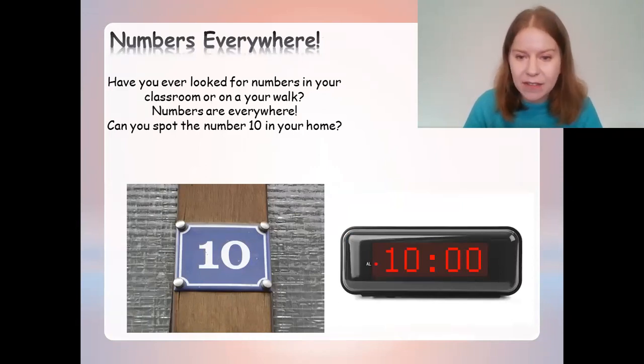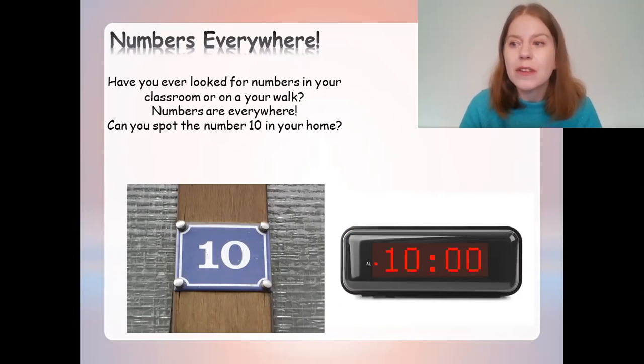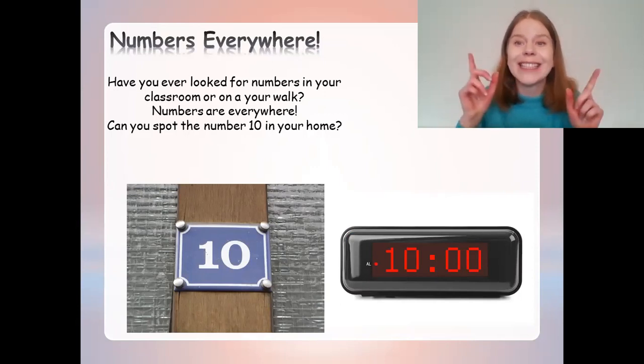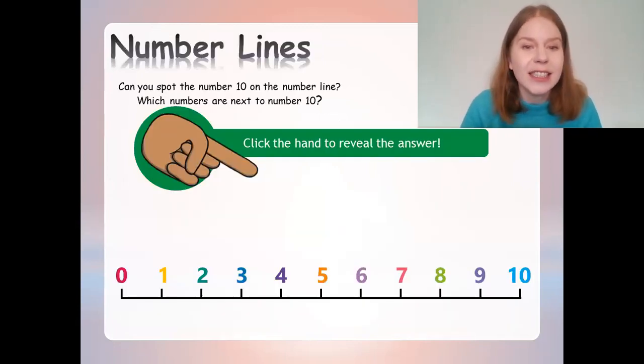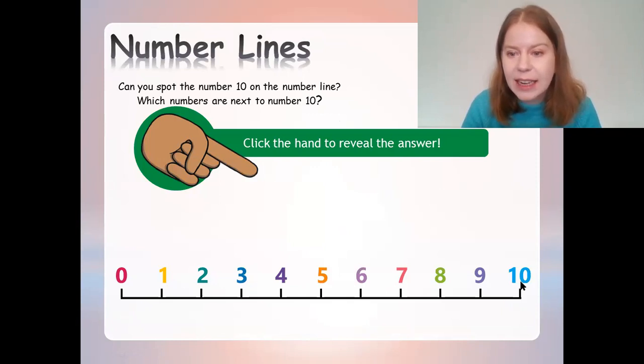I can see I have number 10 on the clock, but also you might be able to find how to make 10 on the remote control. You might find 1 and a 0. This is number 10 on a number line. I wonder how quickly you can spot the number 10. Let's have a look at the number line. Where's the number 10? That's right, here's the number 10.